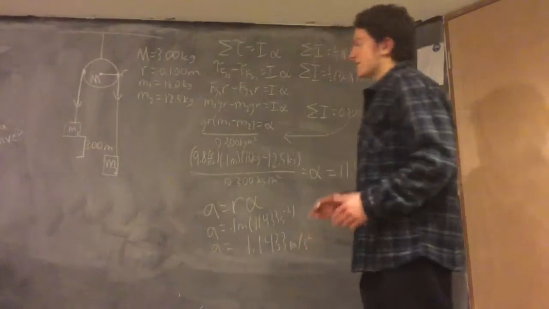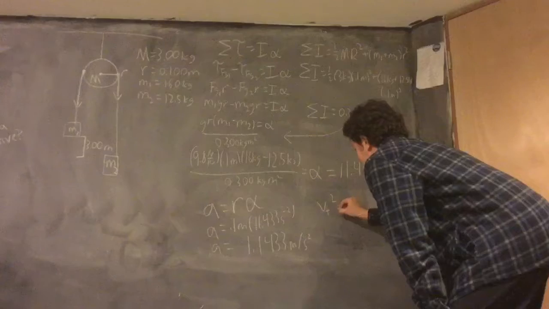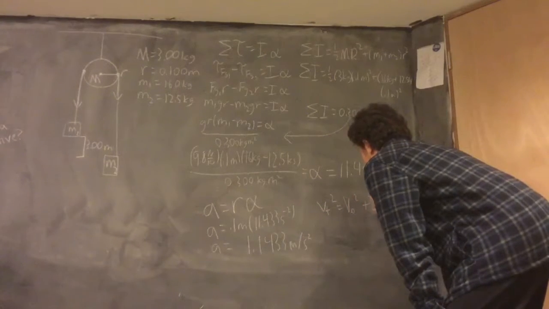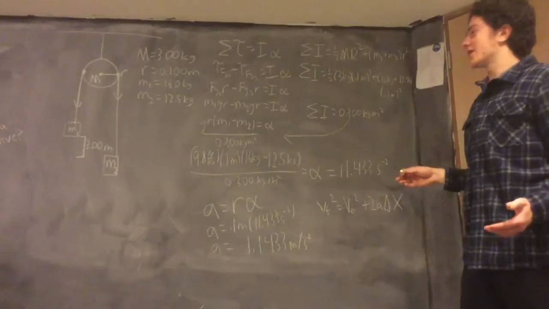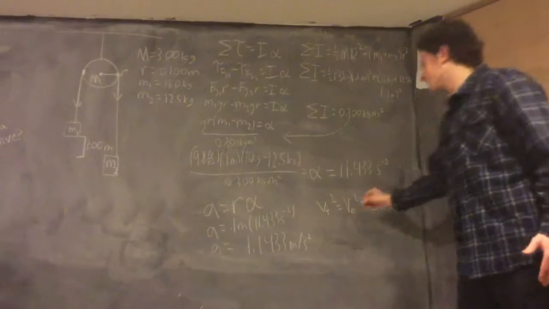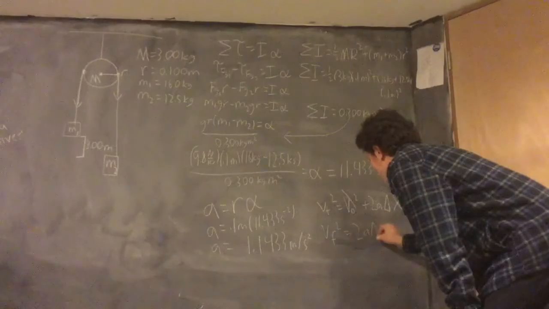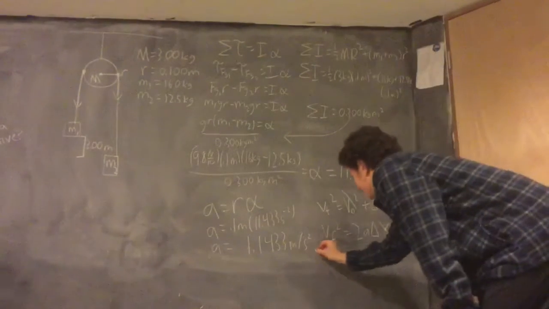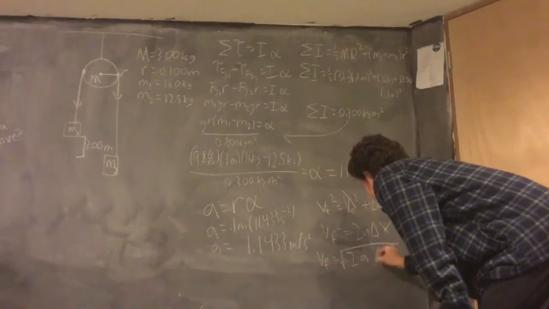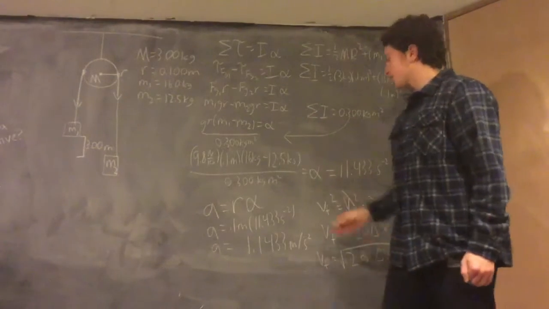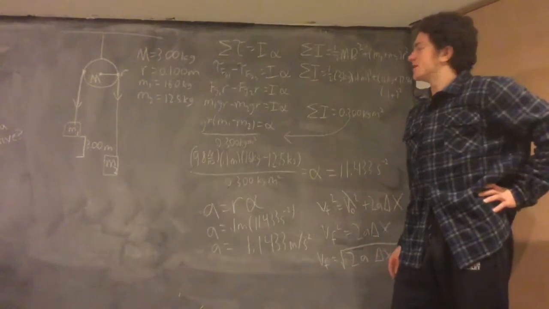To solve for the velocity that the masses will have when they cross each other, we're going to use one of our kinematics equations: Vf squared is equal to Vo squared plus 2a delta x. But the problem states that the system starts at rest, so Vo is just 0. So we can cancel that out. Taking the square root of both sides. We know our acceleration is 1.14 meters per second squared, but what's the delta x?